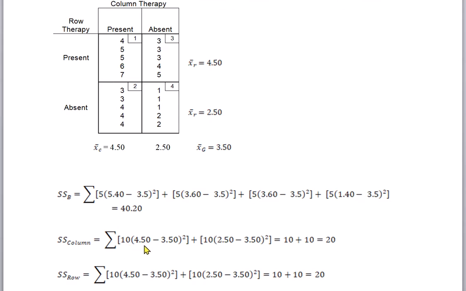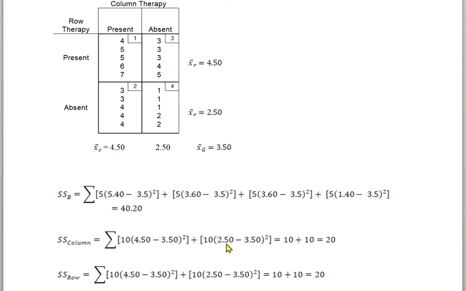Then the mean of column 1 is 4.5. We see that here. Subtract 3.5, that's the grand mean. Square that number. And then move on to the next column, where the mean of column 2 is 2.5. That's right here. Subtract the grand mean, square that, multiply it by 10.